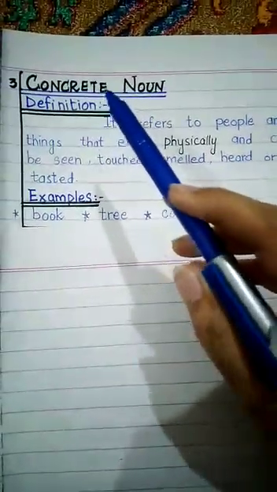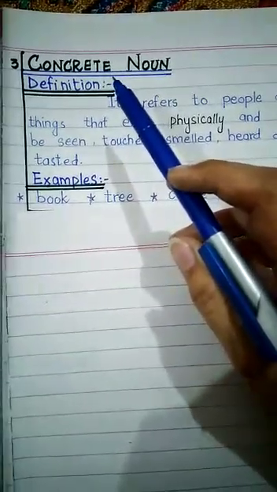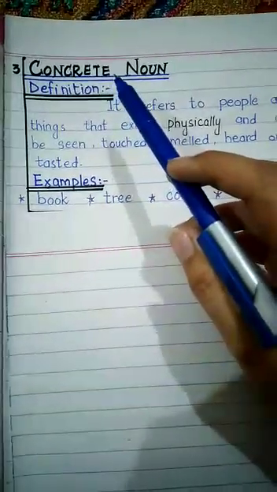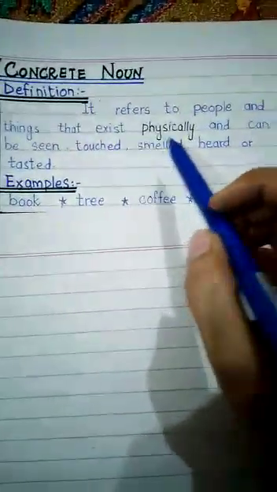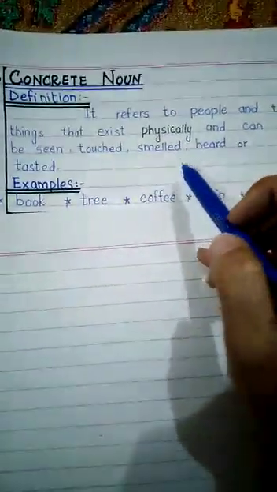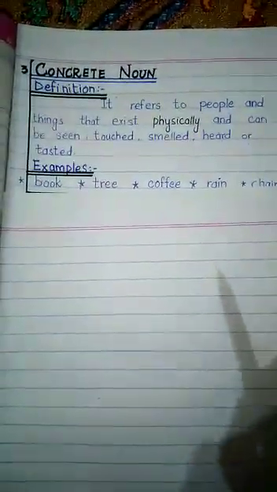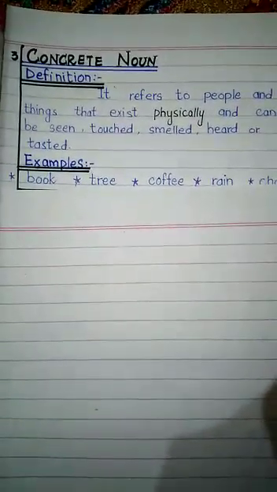Now from the name, as you may come to know that concrete means material. Concrete means something which is solid form, right? So now let's read the definition, so you will come to know what a concrete noun is. It refers to people and to things that exist physically and can be seen, touched, smelled, heard, or tasted. Now, anything which exists physically, which you can see, touch, smell, hear, or taste, is called a concrete noun.